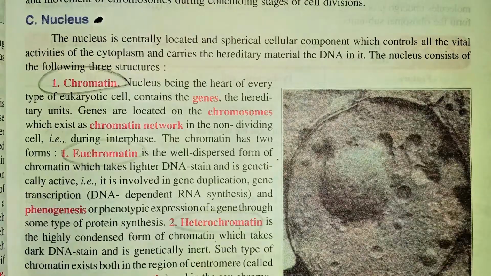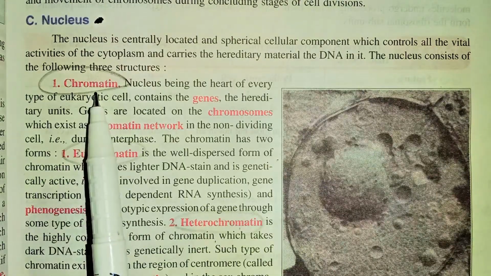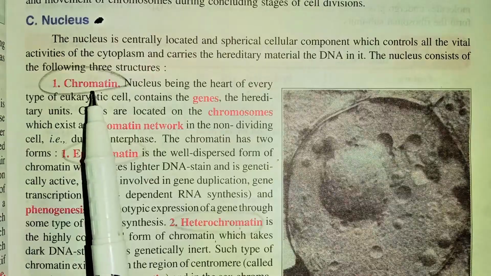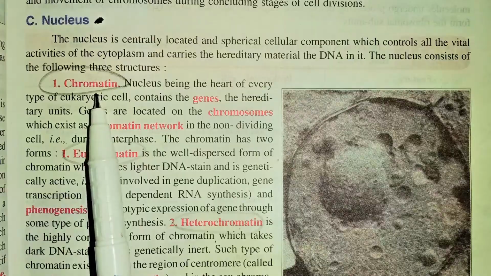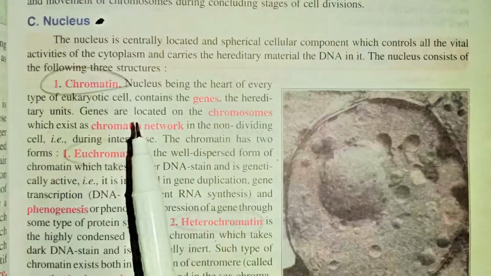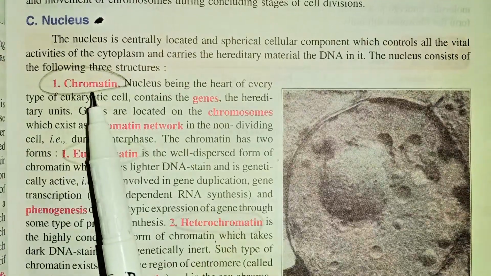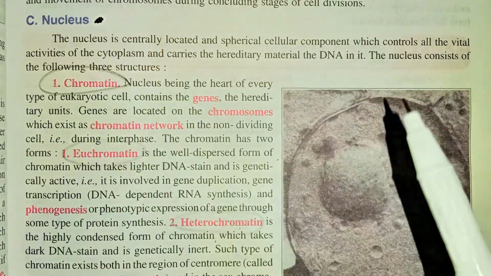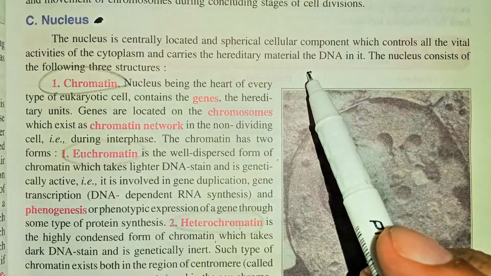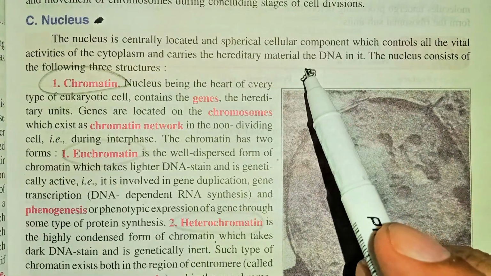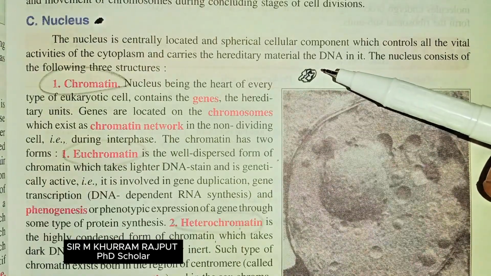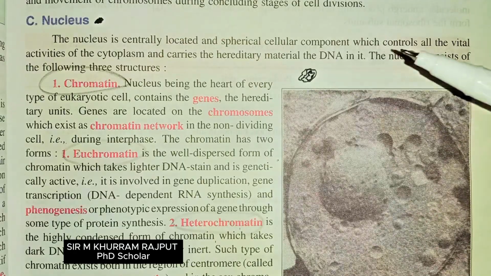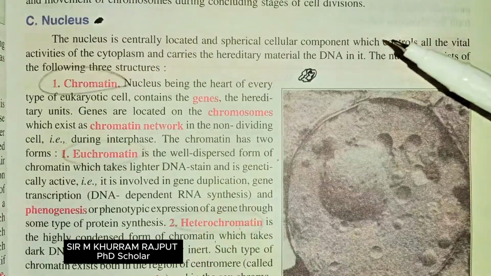Let me tell you one thing: chromatin is an uncondensed form of DNA. You can say that chromatin is basically like a thread which is not wrapped in a proper way. An improper way of wrapping is basically chromatin. If the DNA is not wrapped properly and is just there in a shapeless condition, then you can say it's chromatin. Otherwise it is a chromosome.